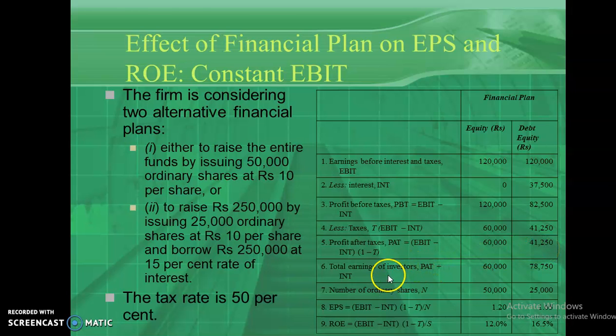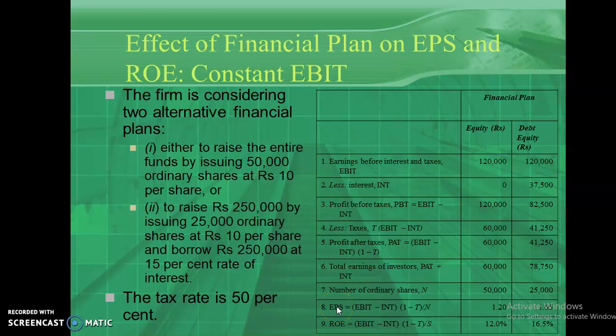So the next column, total earnings of investors, is written here. That's not very important here. And the number of equity shares. How many equity shares are available under the first financial plan? It's very clearly written that there are 50,000 equity shares. So you write that 50,000 here. And in the second financial plan, ₹2,50,000 equity share capital and 25,000 ordinary shares. So you write the number of shares as 25,000.